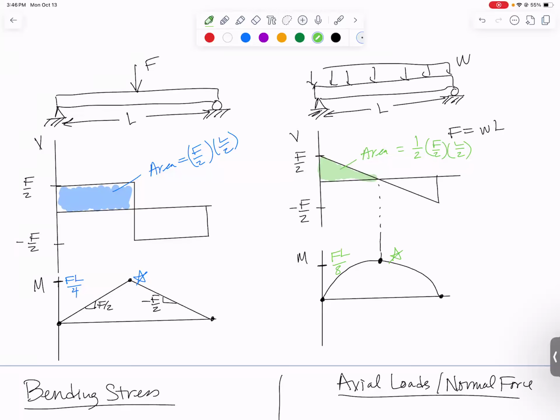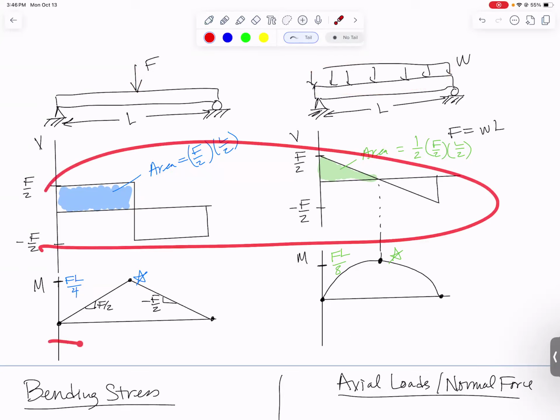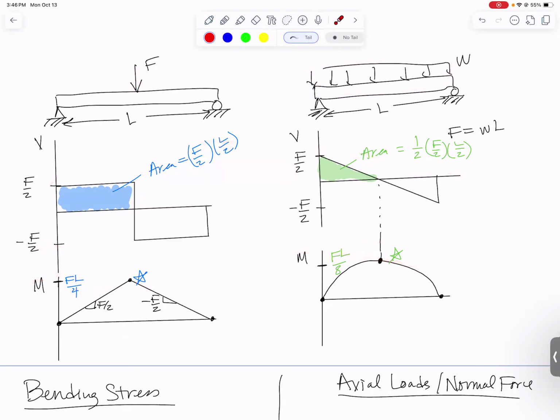So it actually makes a big difference to the beam whether the force is applied as a point load in the middle or a distributed loading across it. And a really quick VM diagram curve will give us the information we want, which is what is the max bending moment that we're going to design to. Today, we want to take those bending moments and use them to find stress.